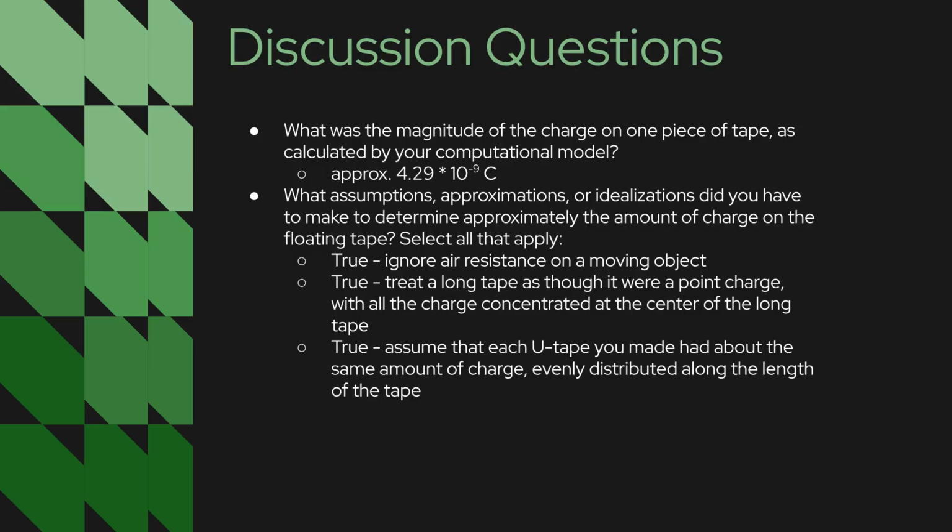Moving on to discussion questions, we found the magnitude of the charge to be approximately 4.29 times 10 to the negative 9 coulombs. And for any assumptions or approximations we made, we first were able to ignore air resistance, since at the final state the tape was not moving. We were also able to treat it as a point charge because otherwise there would be more forces in other directions on the tape, causing changes. And we also assumed that the tape had the same amount of charge evenly spread, otherwise it would also cause a different level of charge.